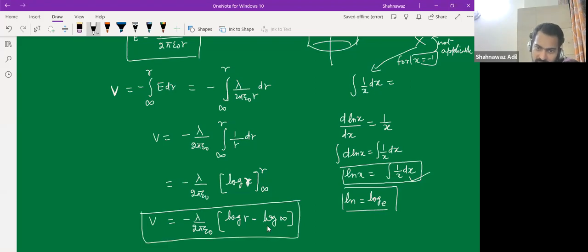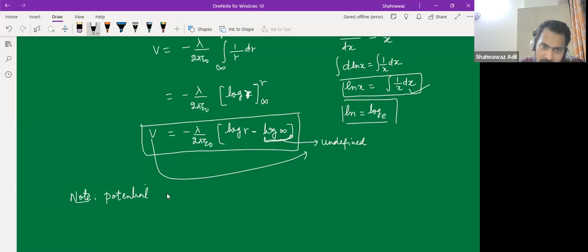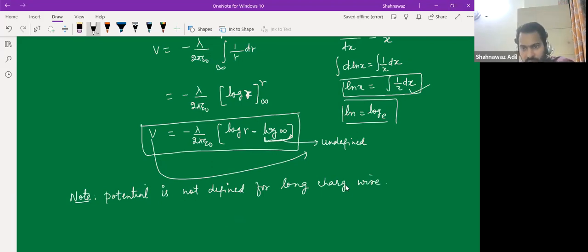But log infinity is undefined. Log infinity doesn't have any value, which means that this potential is undefined. So potential is not defined for a long line charge.